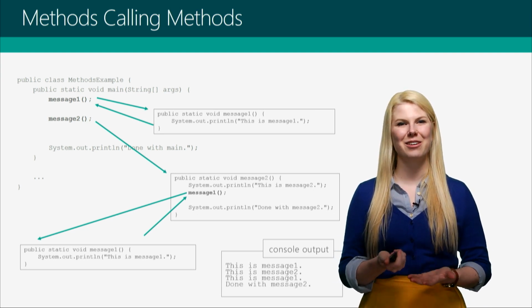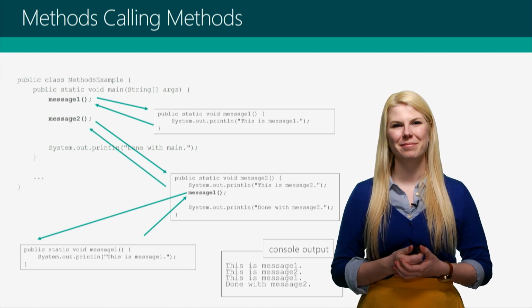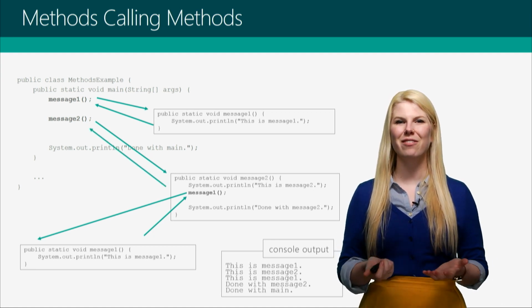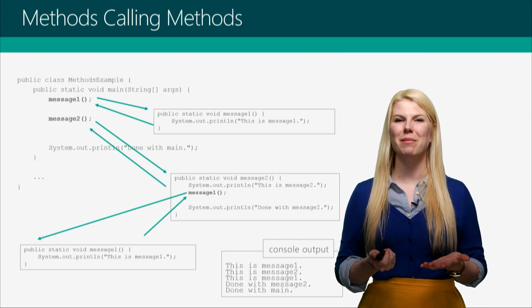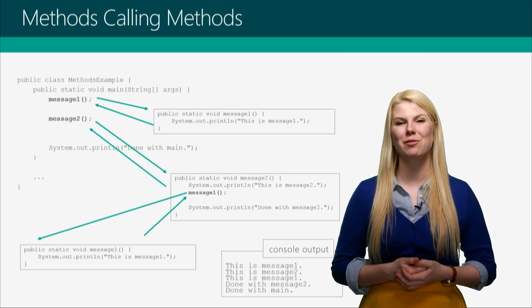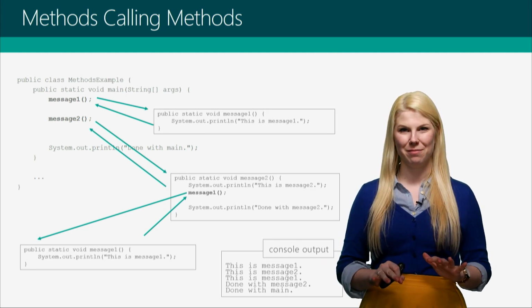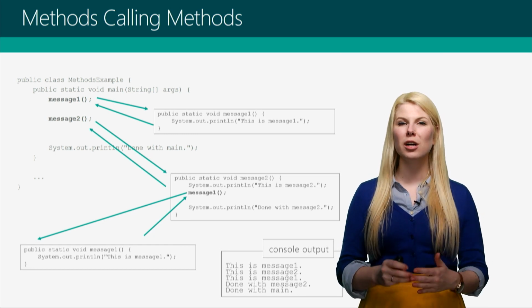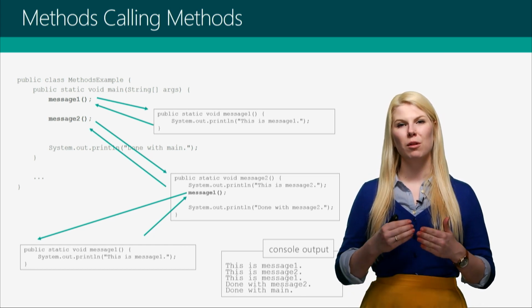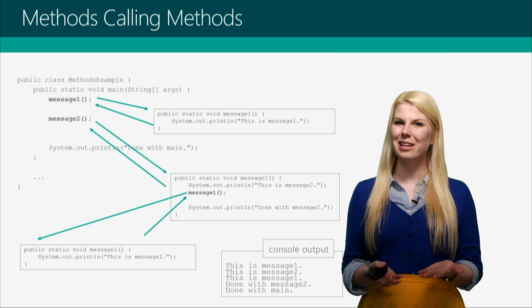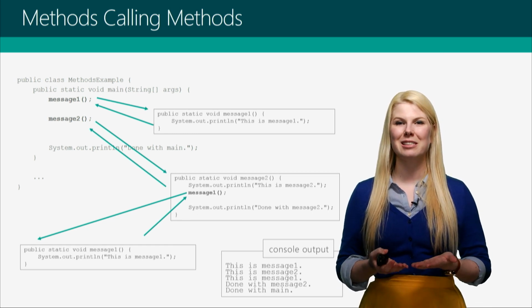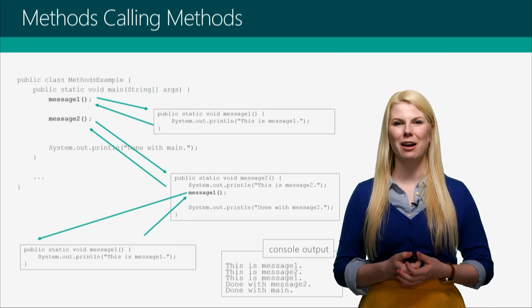Now that it's done, it goes right back to main. And then finally, we finish with whatever was left in main. We hit the closing curly brace for main, and our program is done. So if you just take time to slow down and look at it line by line, it's pretty easy to think like the computer. It's just sometimes it's hard to keep track of.